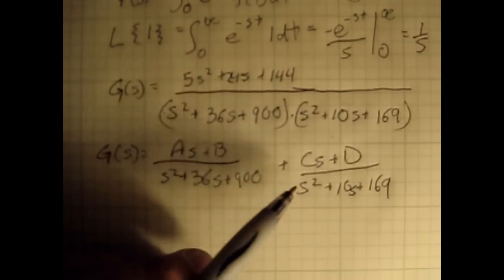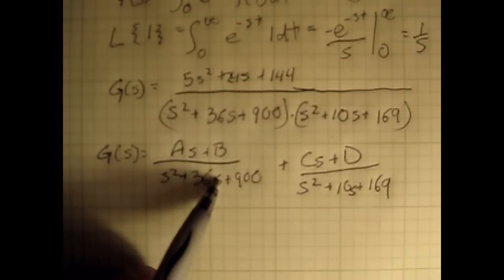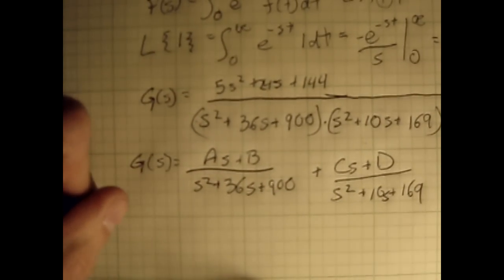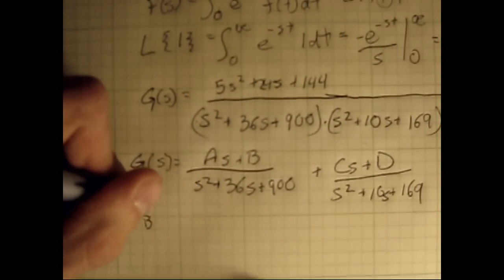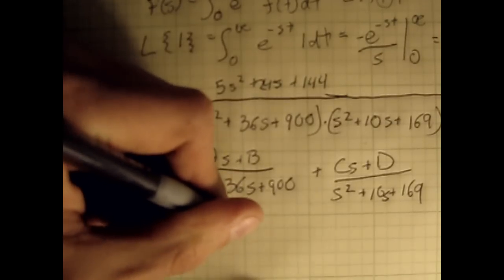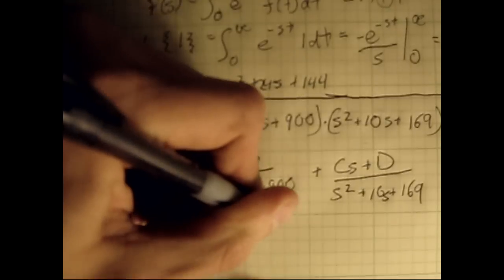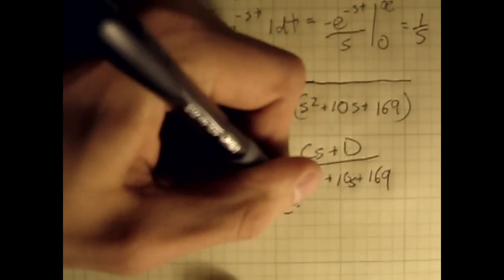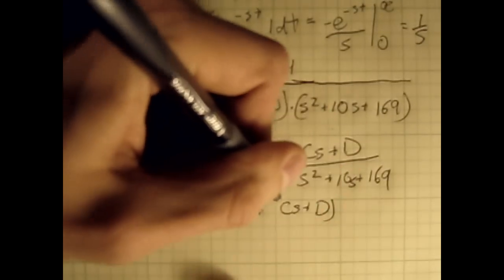So we'll go ahead and multiply these two and then these two, and then we'll add them together. So we have as plus b times s squared plus 10s plus 169, plus cs plus d times s squared plus 36s plus 900.